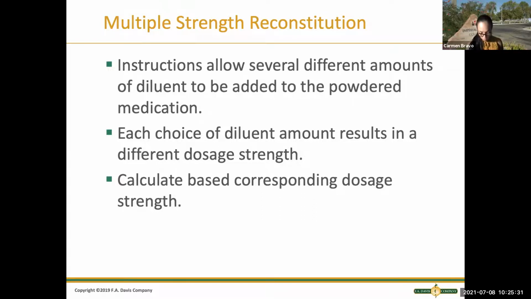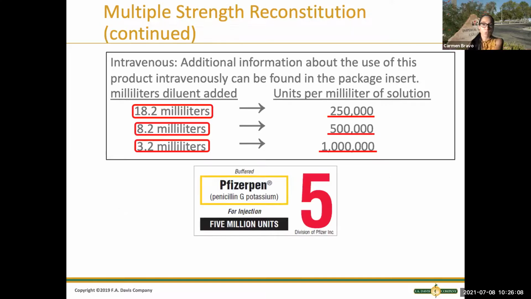Let's talk a little more on the multiple strength reconstitution. Like I said, sometimes we have medications where we are given multiple dosage strengths, so that we can work out our order for our patients. You will do it based on whatever corresponds to the dosage that you have. Sometimes you have to add a different amount of the diluent so that you can get that dosage strength. That's basically the reason why those are there.